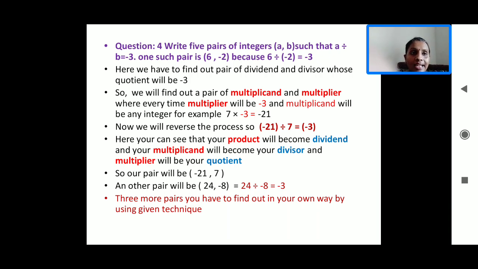And another pair I can give you: 24 and -8. So 24 divided by -8 is equal to -3. You know that. Now by using this technique you have to find 3 more pairs in which a divided by b will be -3.